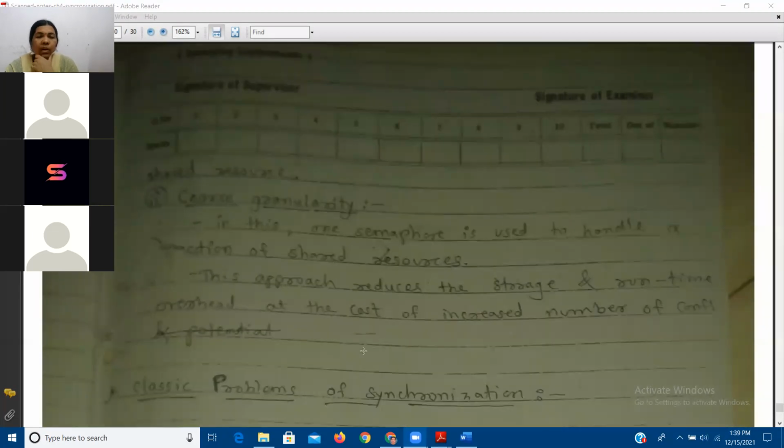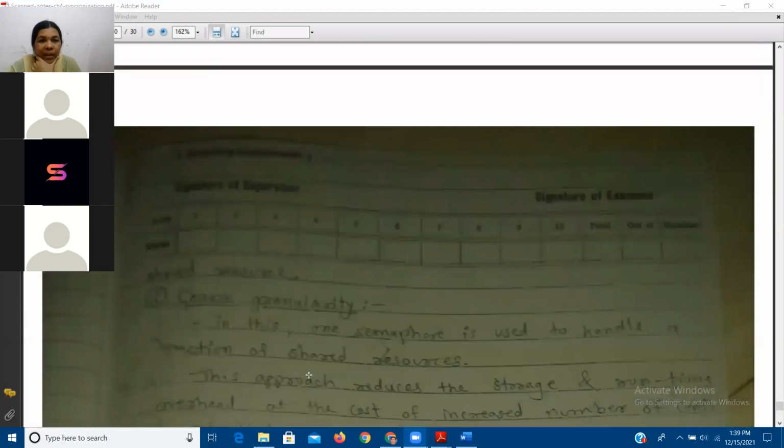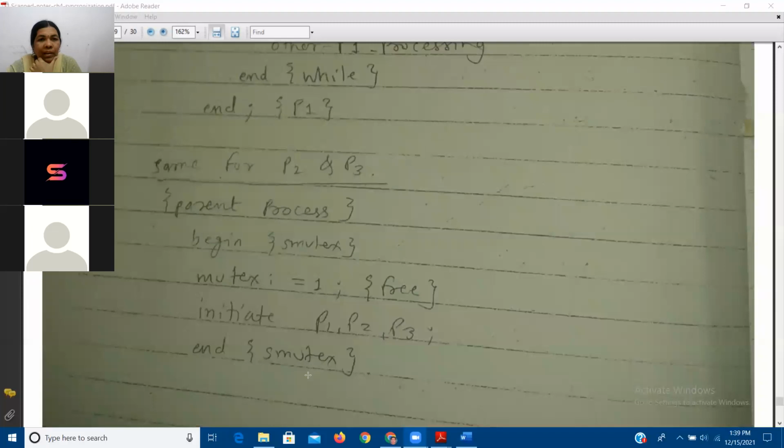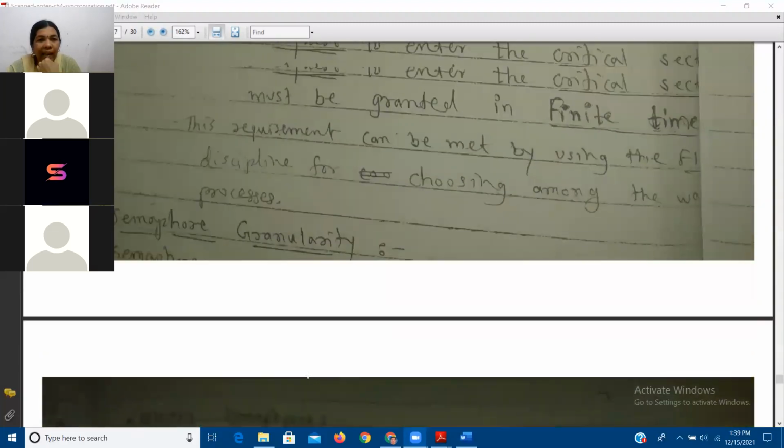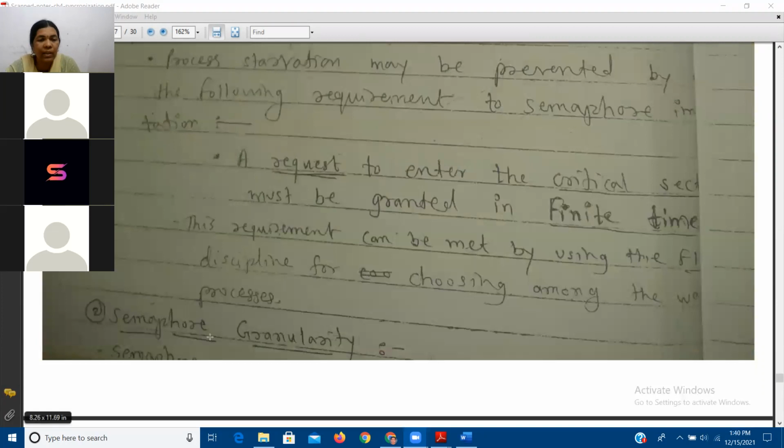Actually, there are two types of semaphore granularity. One is called finest granularity and the second is called coarse granularity, C-O-A-R-S-E. In case of coarse, for a group of resources, only one semaphore variable is used. And in case of finest granularity, a separate semaphore variable is used per resource.